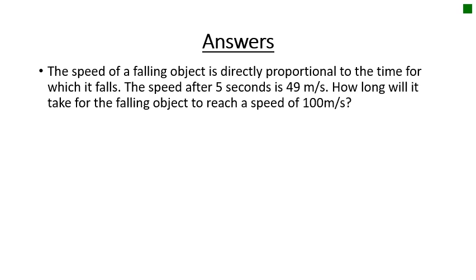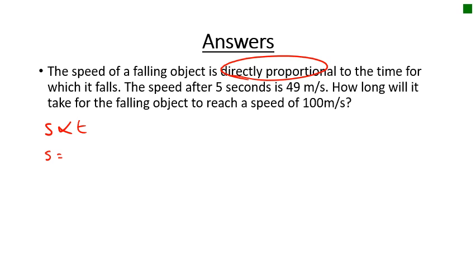Okay, so the question was, the speed of a falling object is directly proportional to the time for which it falls. So the speed is directly proportional to the time. The speed after 5 seconds is 49 meters per second. How long will it take for the falling object to reach a speed of 100 meters per second? Now I'm going to use the formula method, and we'll see if we get the right answer.